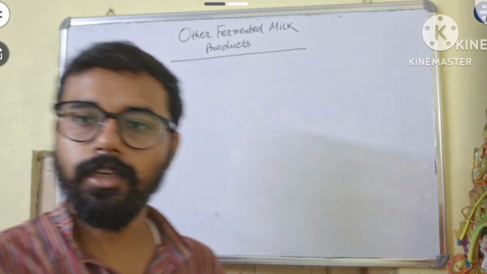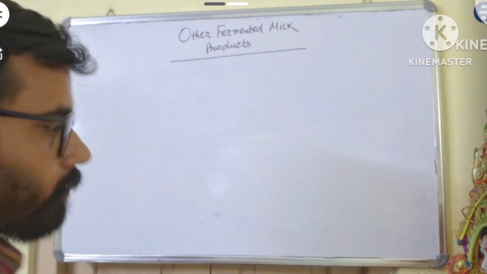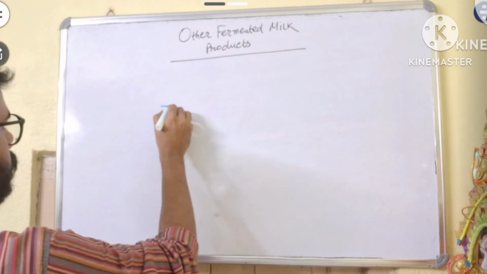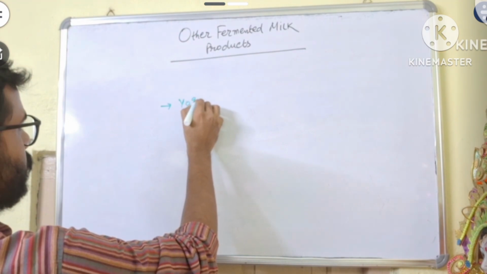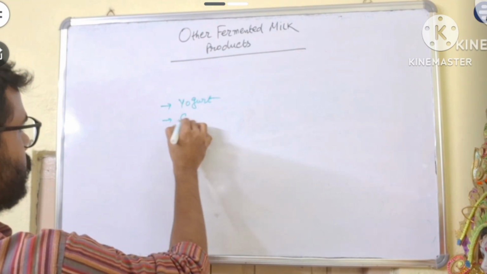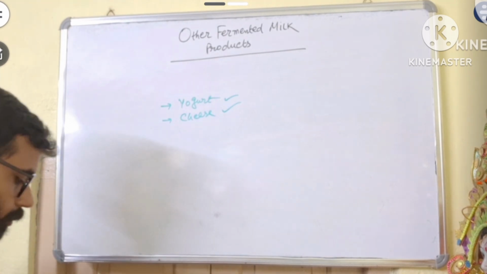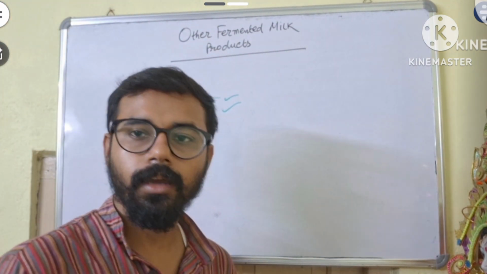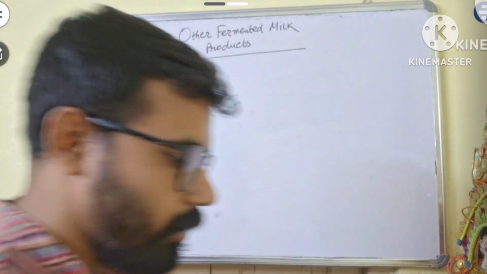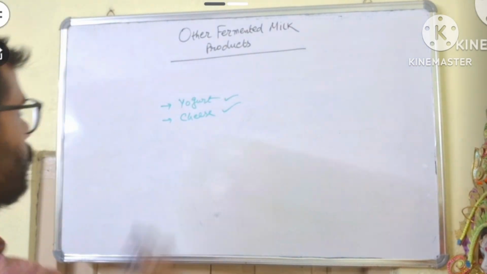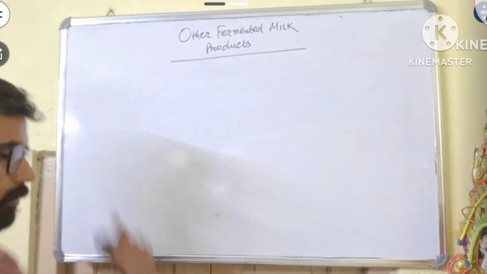We already discussed yogurt and cheese. Day number one, we discussed yogurt manufacturing as well as cheese. These two are the proper substances that are produced after the fermentation of milk. And what are the other fermented milk products?